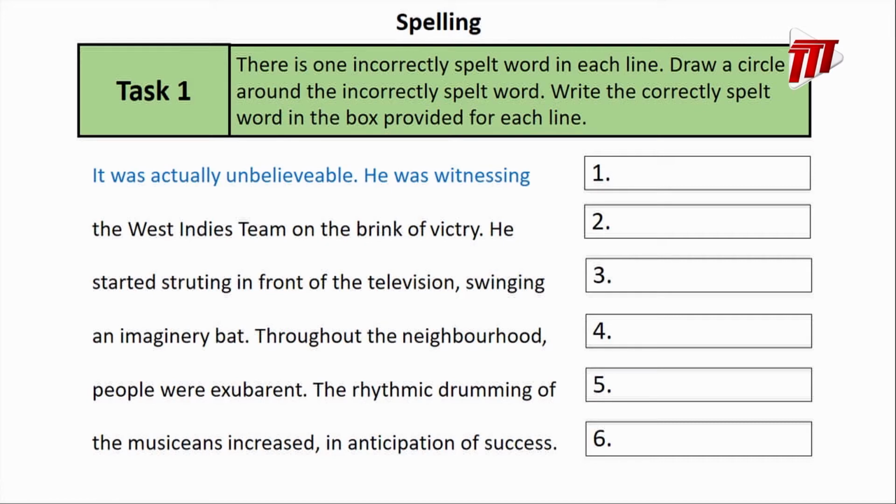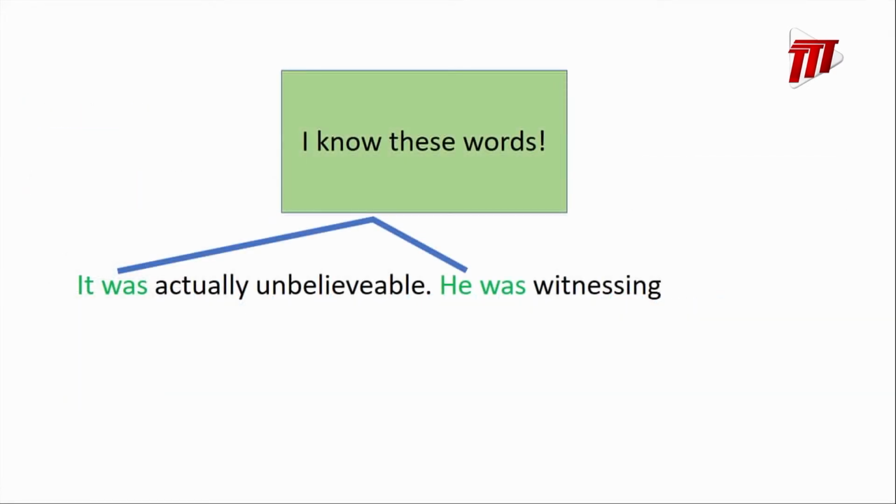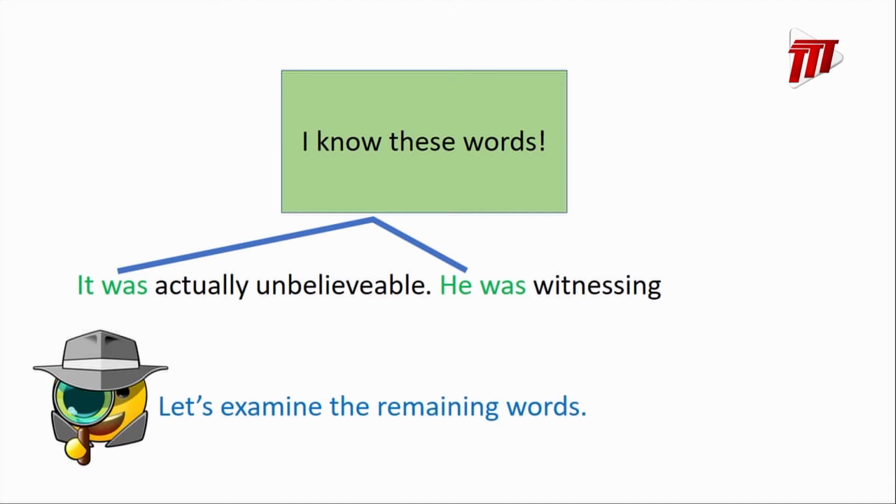It was actually unbelievable. He was witnessing. So already you know simple words like it was, he was, those words are spelled correctly. All right, so we look at each word and find the ones that you know. So what are the words that you know? We said already, it was, he was. Let's examine the remaining words.